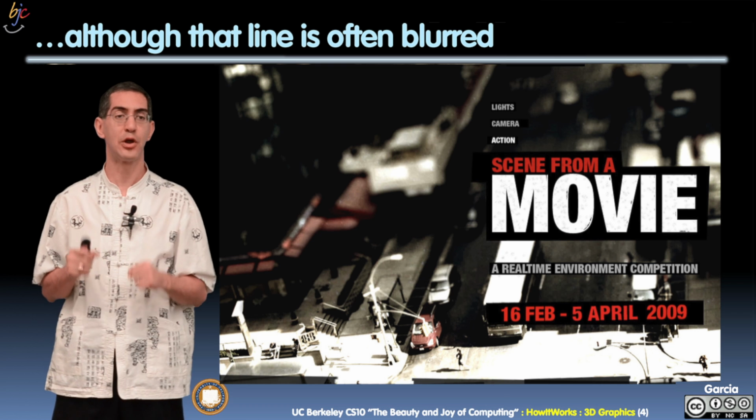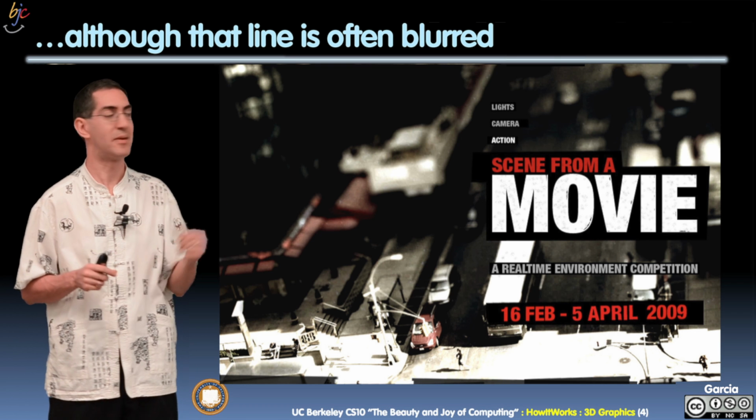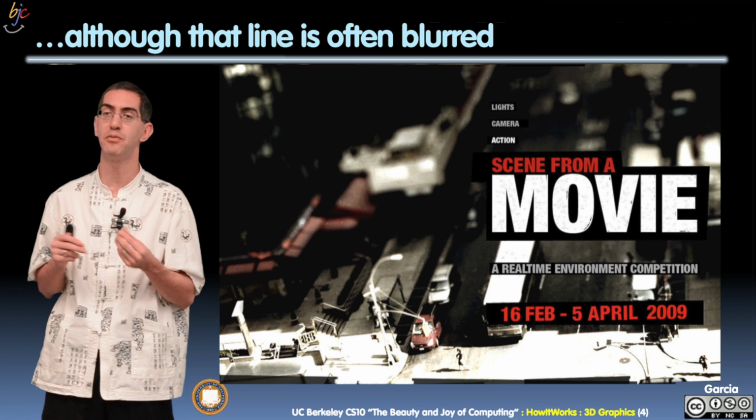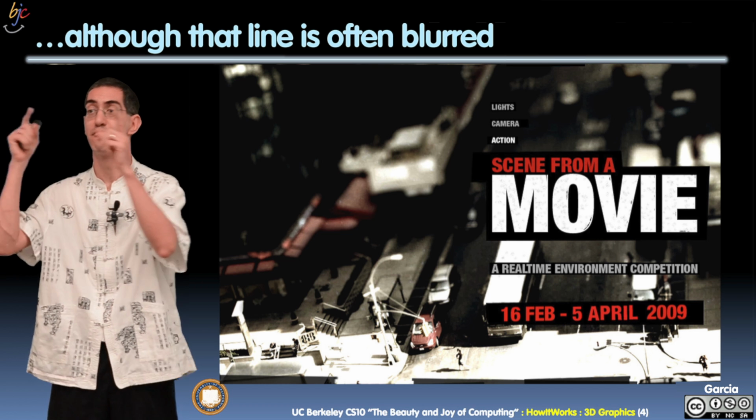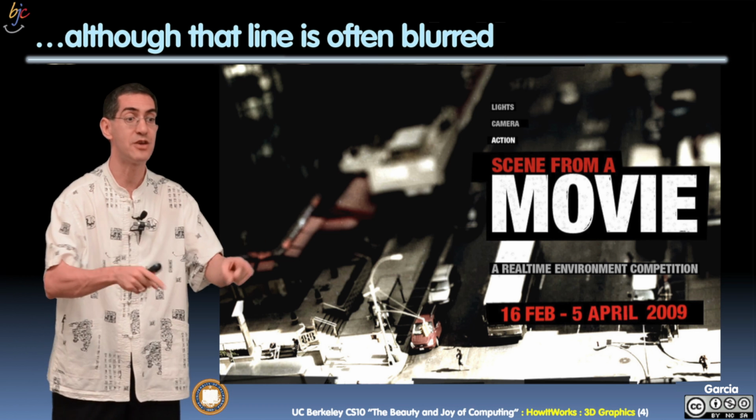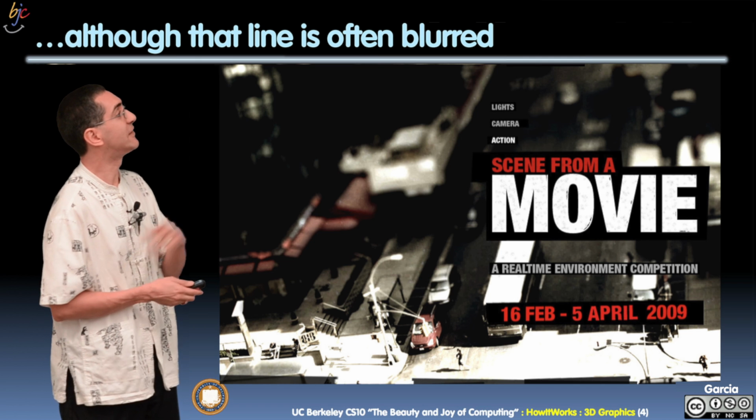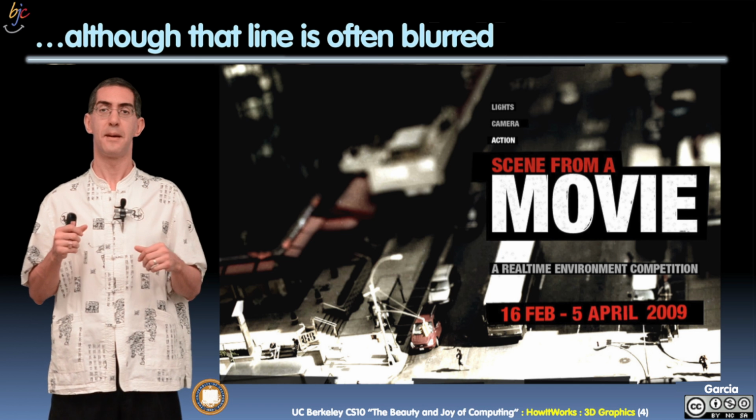However, the line is often blurred between video games and film, and this is a competition called Scene from a Movie, in which people try to take a real movie and make a real-time video game that looks as good as that. And so this is a scene from Blade Runner.